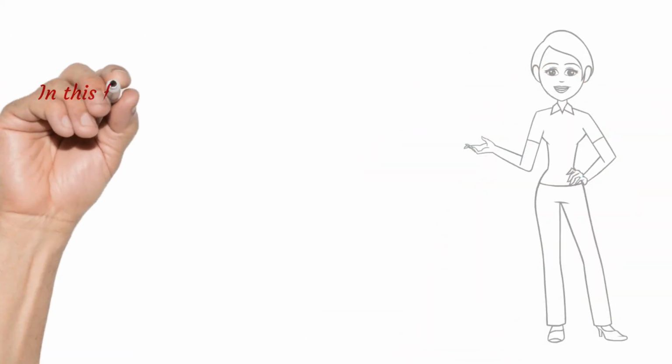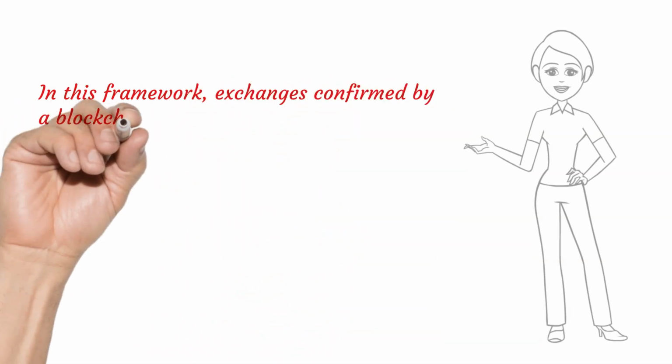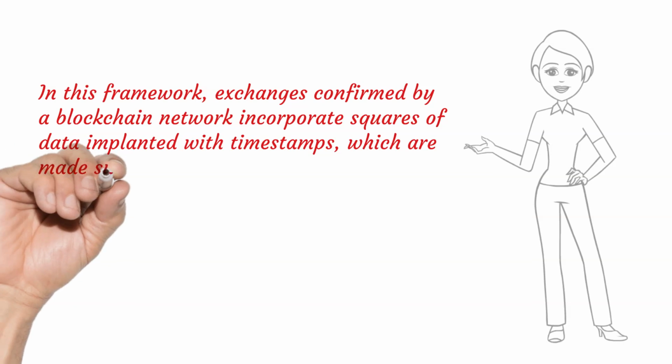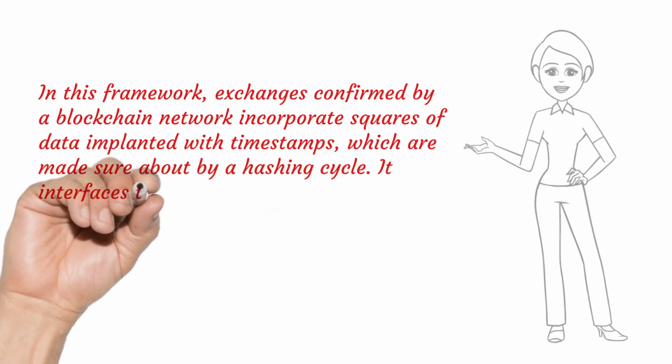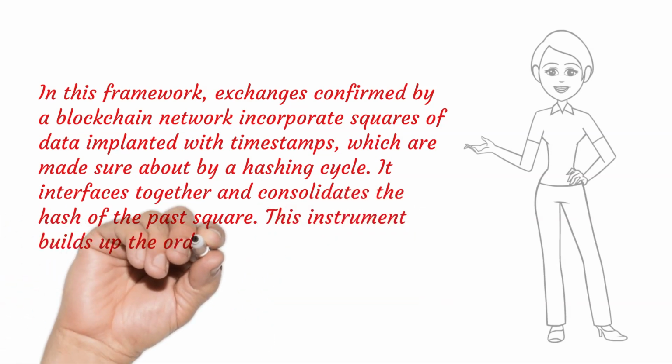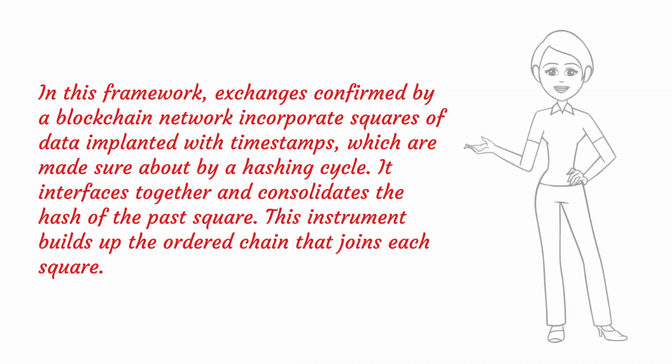In this framework, transactions confirmed by a blockchain network incorporate blocks of data embedded with timestamps, which are made sure about by a hashing cycle. It links together and incorporates the hash of the previous block. This mechanism builds up the chronological chain that joins each block.